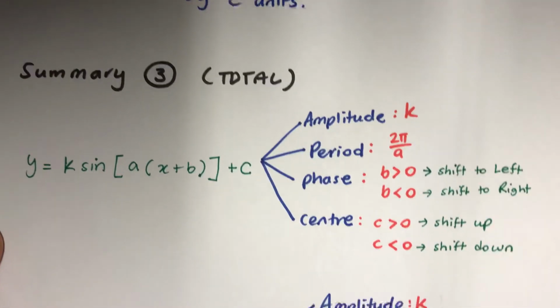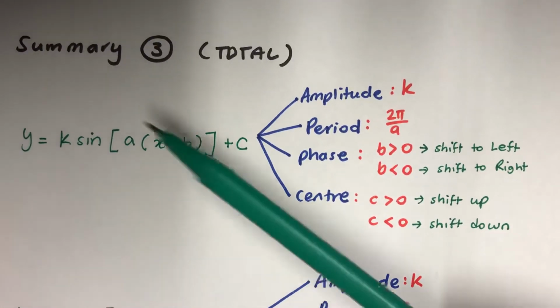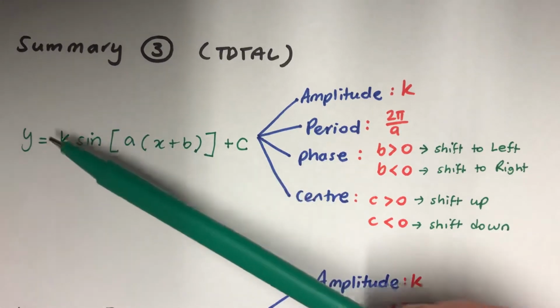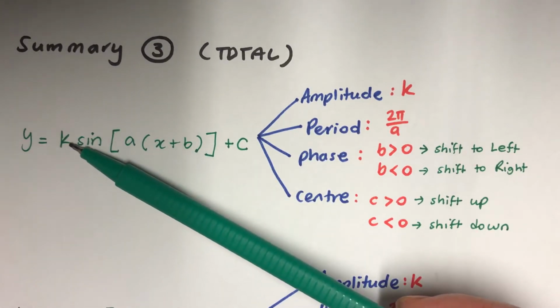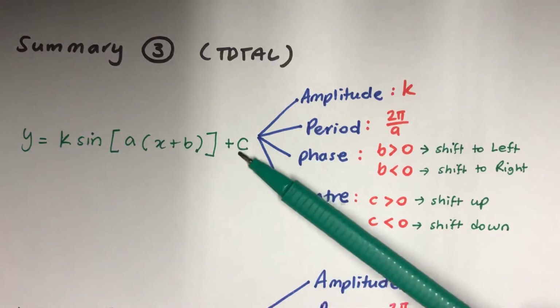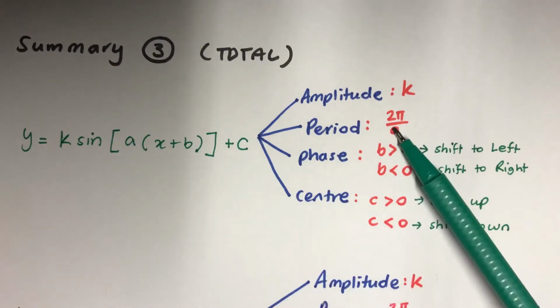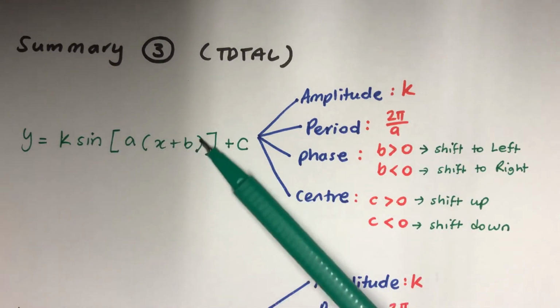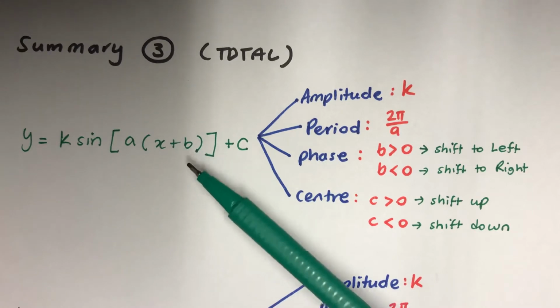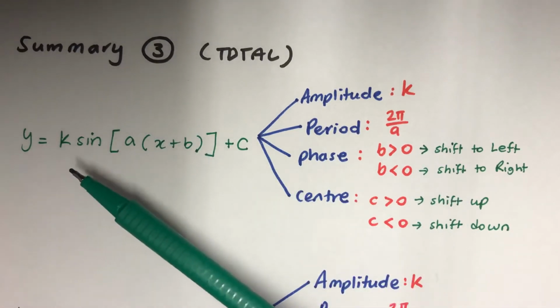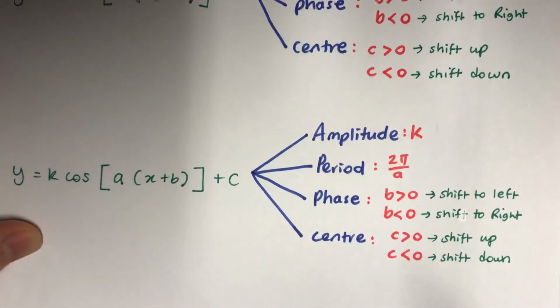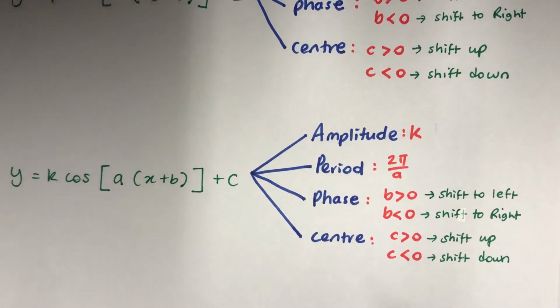Now, let's have a look at the total summary of all these. So if I have something like this, k is amplitude, and then c is my center. And a is what I use for period. And the b is what I use for phase, moving left or right. Okay, so that's what it is. And since it's very much the same as sine, the cosine will be the same, like that. Okay, so have a read on that.